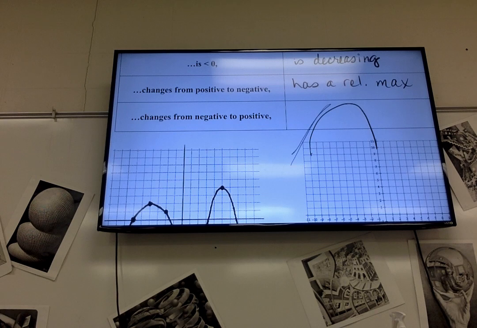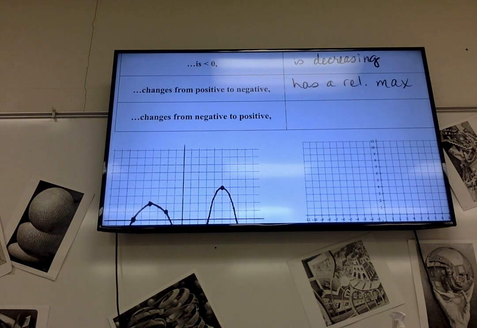So on this side, it's a positive slope. On this side, it's a negative slope. Cool. So it has to have a max. Yes, if the derivative changes from positive to negative, it has to. But if it has a horizontal tangent line, then it doesn't have to.